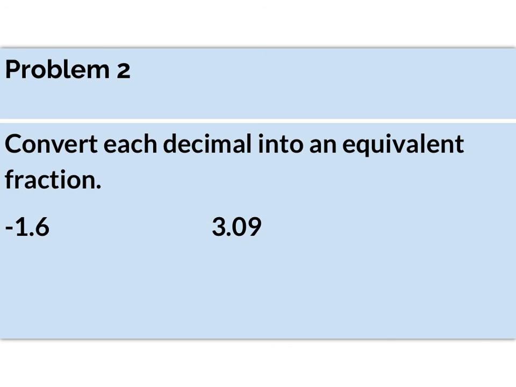And problem 2, negative 1 and 6 over 10. Divide by 2 over 2 to simplify. You get negative 1 and 3/5. Next, 3.09. Now, ignore the 3. Put the 9 over 100, and you get 3 and 9/100ths. And there's no common factor between 9 and 100.